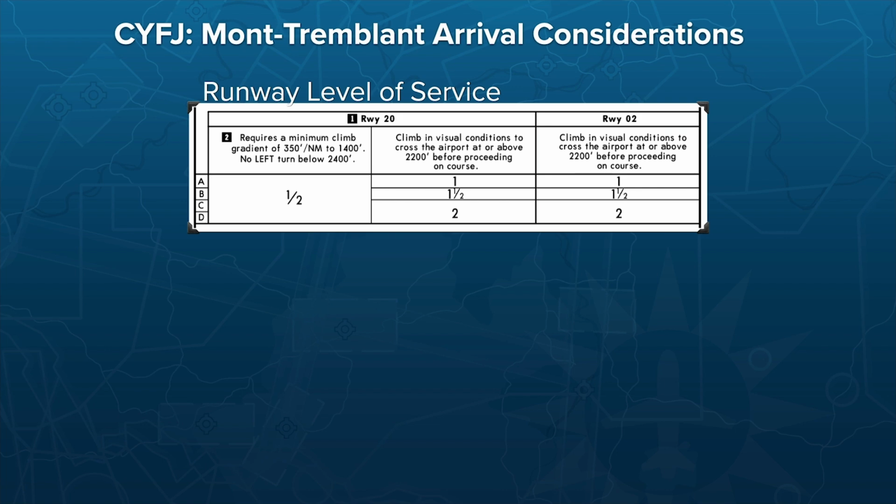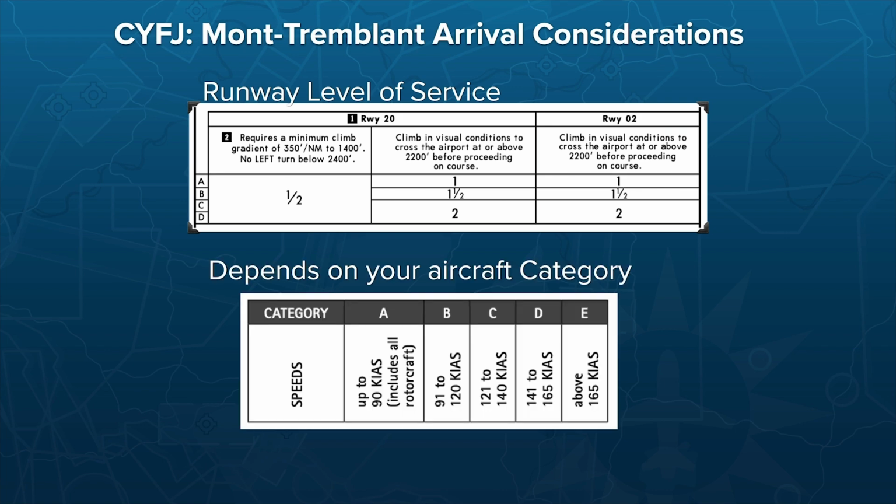All right, so let's take a look at the runway level of service at Montreal. So we can see here that the level of service depends on your aircraft category. So from the AIM, we can reference, I'm in the Cirrus, my maneuvering speed and approach speed is going to be just under 90 knots. So I'm going to go with category A aircraft. And if we see category A, runway level of service is 1 mile.